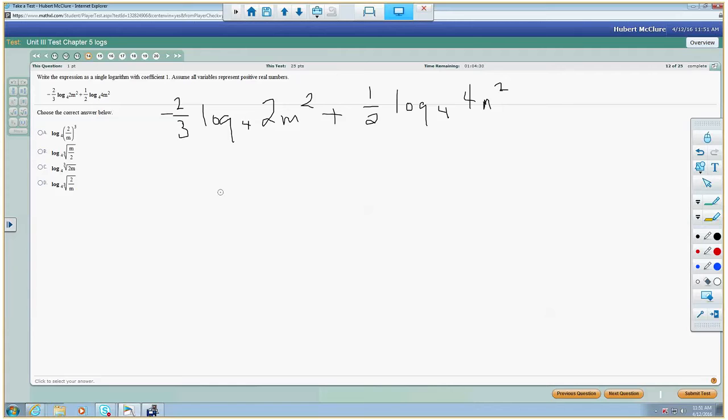The first thing I would do is log base 4 of 2m squared, and then parentheses, what? Negative 2/3. Plus log base 4 of 4n squared, parentheses, to the what? A half. Okay?